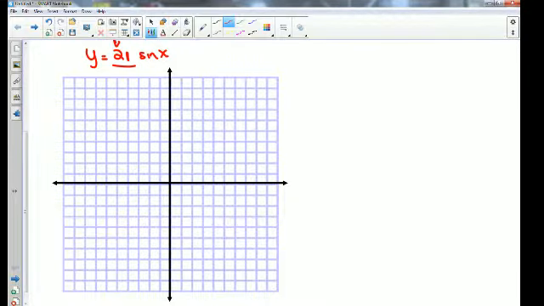Okay, sine x. What is the amplitude of y equals sine x? It was 1, right? And we went from 1 to negative 1. Well, here we're going to go from 21 to negative 21. That's the difference. It just changes the height of the wave. And I'll scale this so it's friendly.